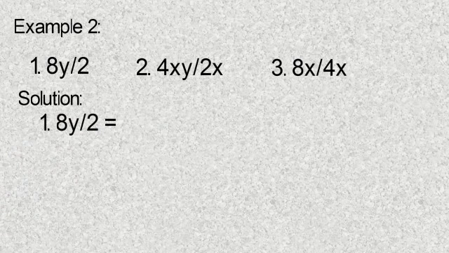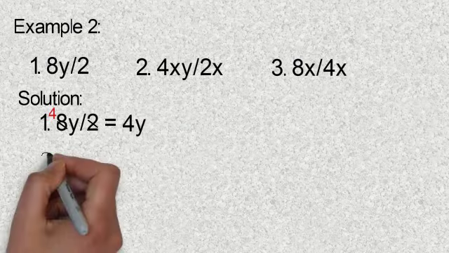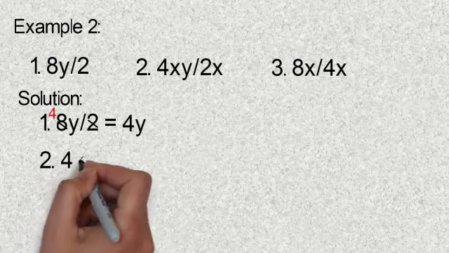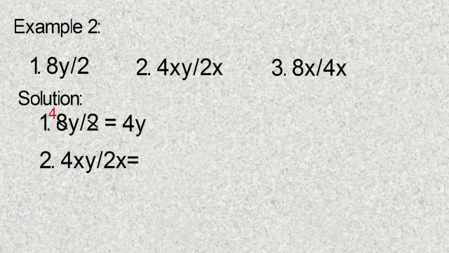So how do we solve this? 2 can go in 8 how many times? 4. So I have 2 here, 1, 2 here, 4. So my answer is equal to 4y. Number 2, I have 4xy divided by 2x. If we check the denominator and the numerator, you can see they both have x in common. So we have to strike out the x because x will divide x. So I have my x out.